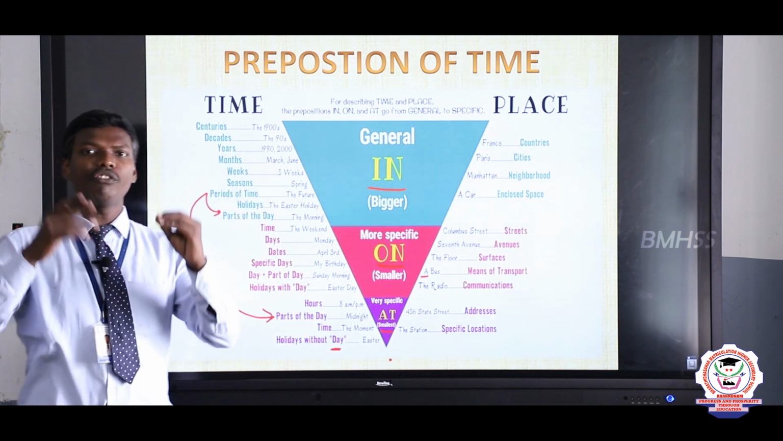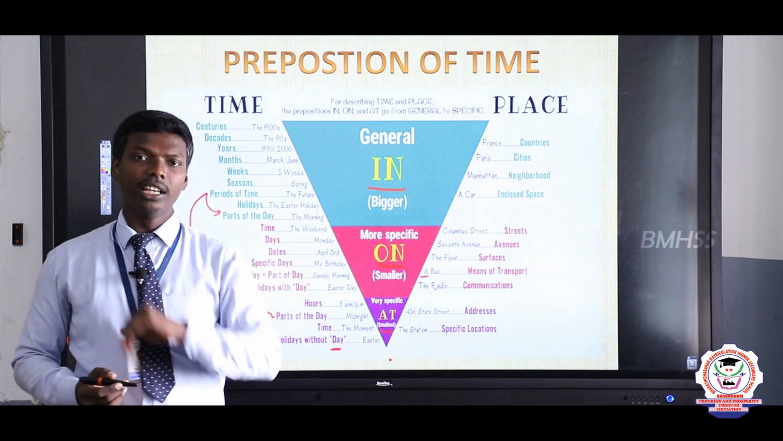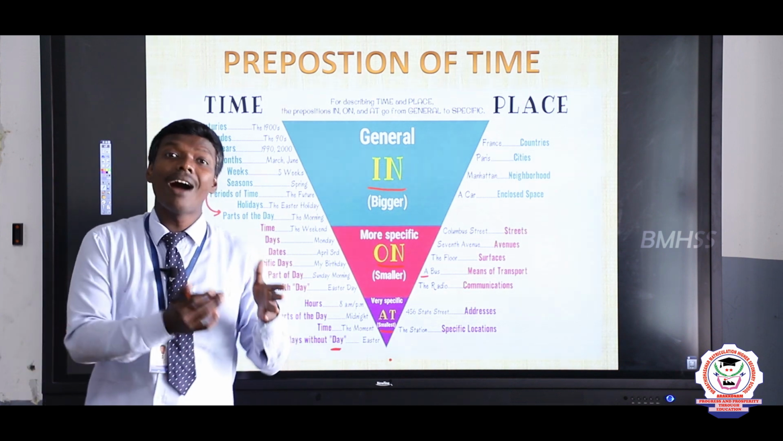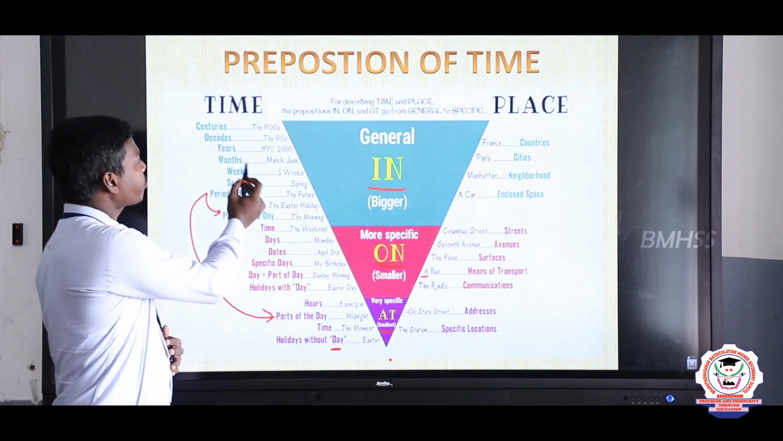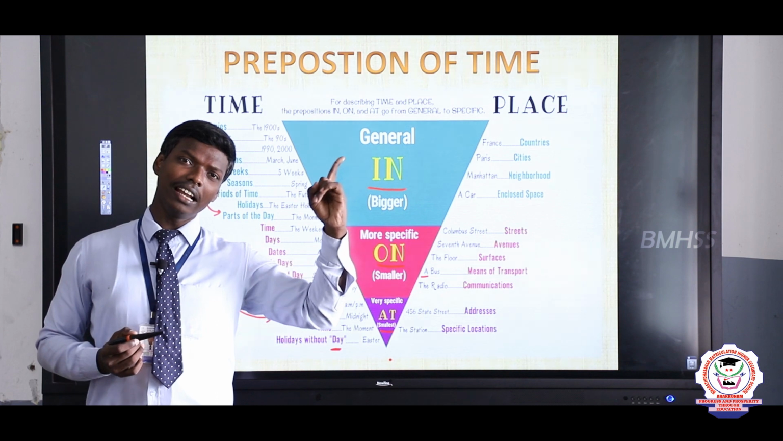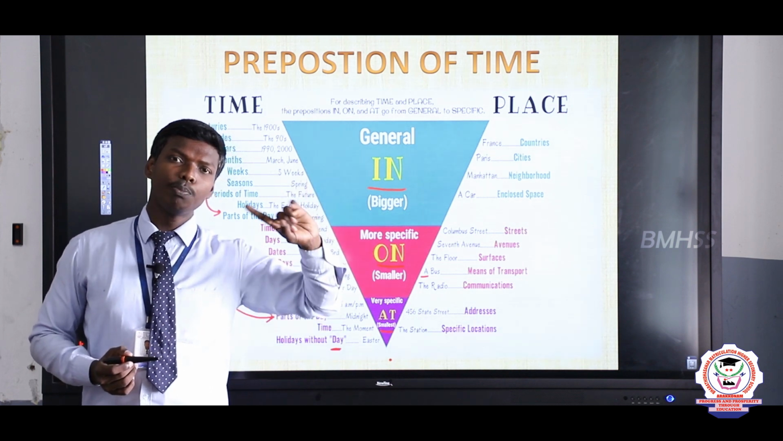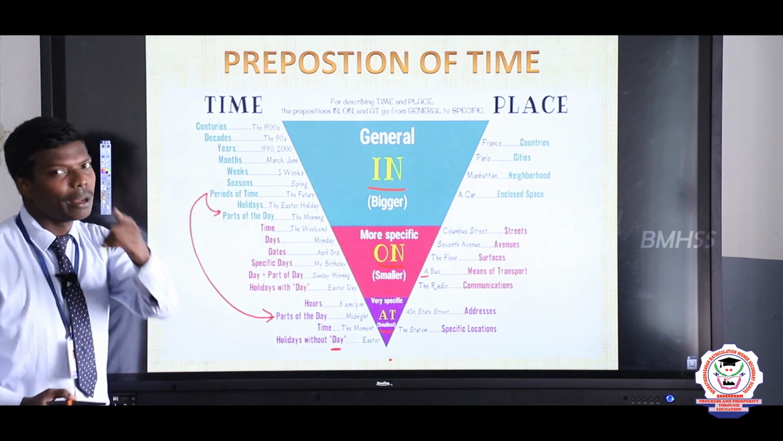Months, whenever you are referring to a month, for example, I was born in the month of February. You were born in the month of March. So in comes there as a preposition. And when you are referring to years, for example, I was born in 1989. I was born in 2004. That time you have to use in as the preposition.